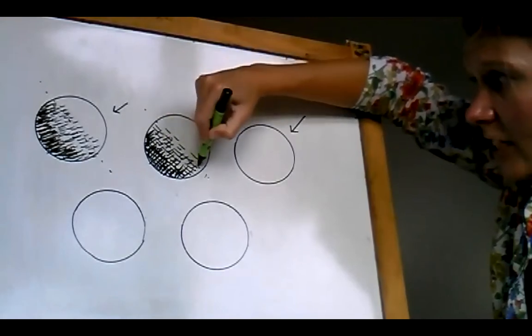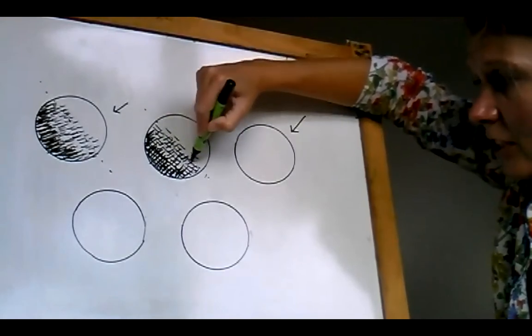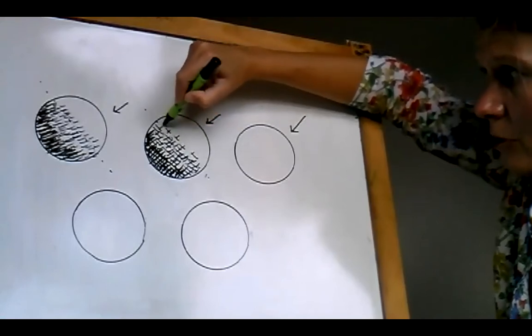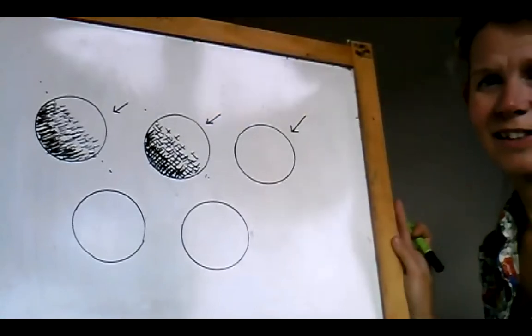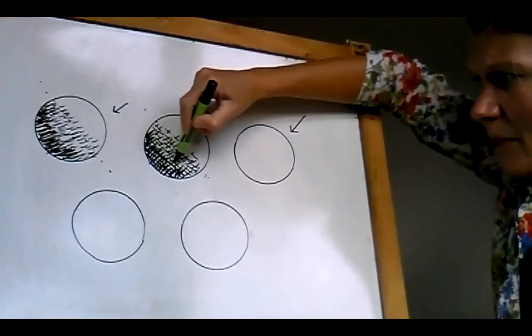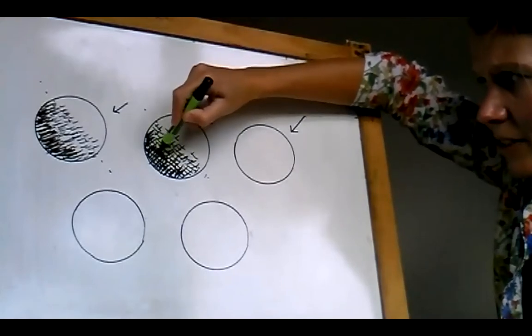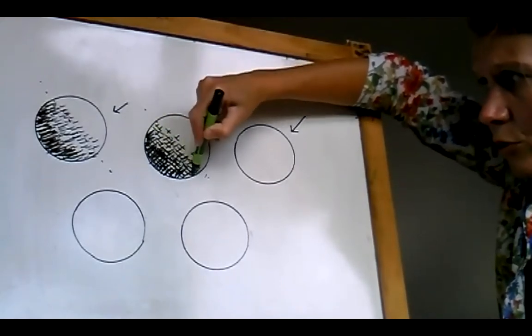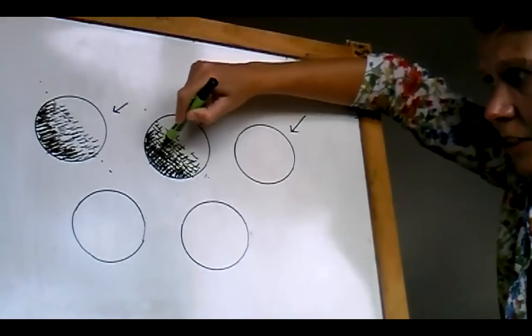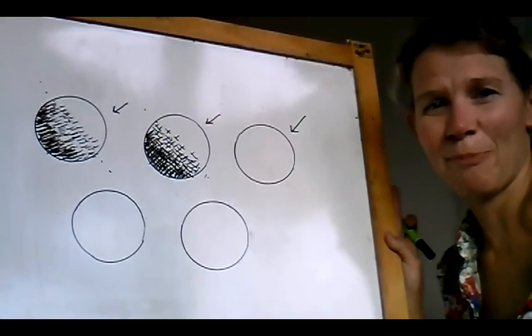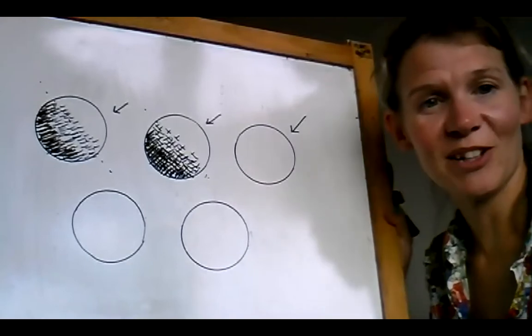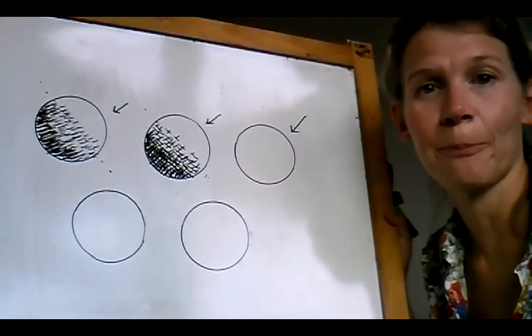Always do it gradually and then maybe take a step back and have a look and see what you think. I think mine needs to be a bit darker here. So I'm going to add some more cross hatching there. Brilliant. Pause the video if you need some extra time to carry on with your cross hatching.